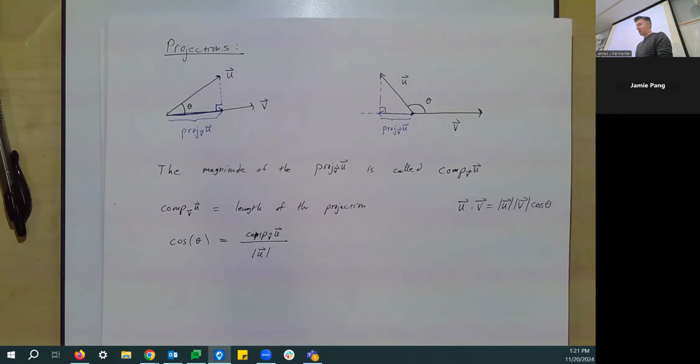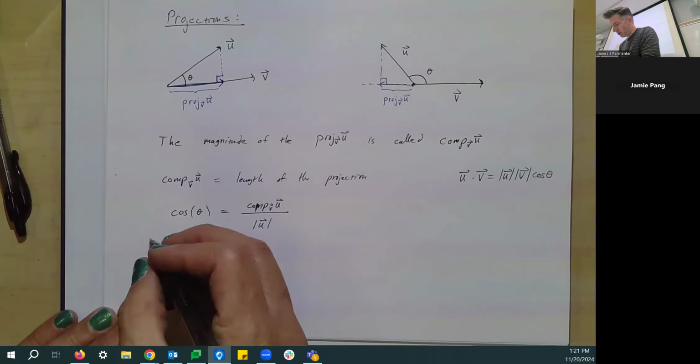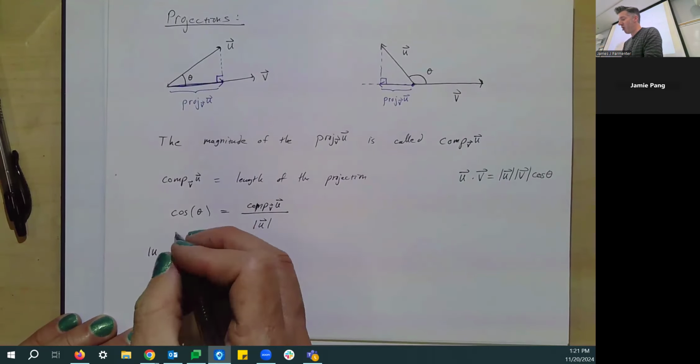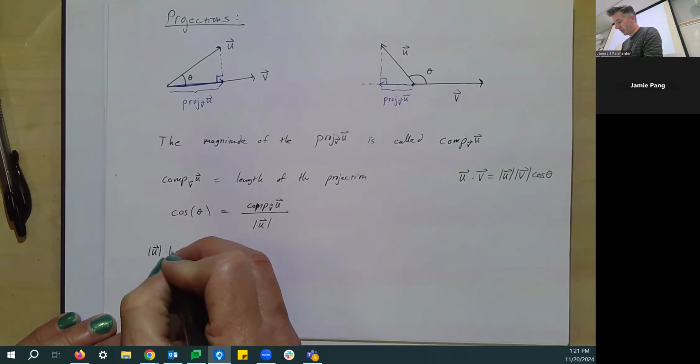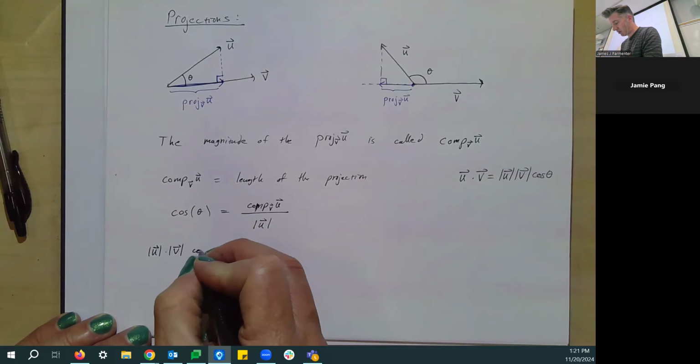So what we're going to do is manipulate this equation so we get that occurring on one side. In other words, I'm going to multiply both sides of this equation by the magnitude of u times the magnitude of v, so that I get a dot product showing up somewhere. Because I don't want to have to find the angle between two vectors to find the projection. That's never good. We should never be trying to find the angle between vectors unless specifically asked to. So I'm going to multiply both sides by the magnitude of u times the magnitude of v.